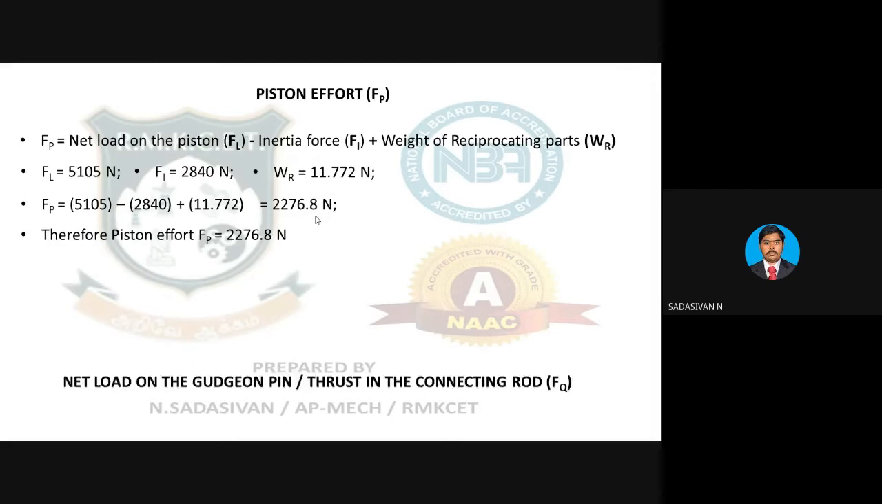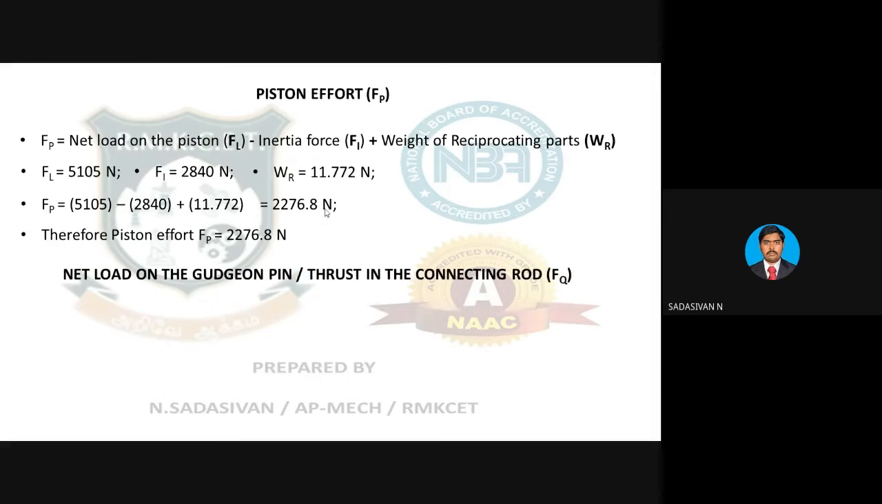Piston effort is 2276. Now the net load on the gudgeon pin or thrust in the connecting rod. Since I have already found FP, I want to find the gudgeon pin load, which is FQ. You can choose between the two depending on the question. So here I am going to find FQ for the net load on the gudgeon pin. What is the formula for FQ? FP by cos phi. You know FP and phi.